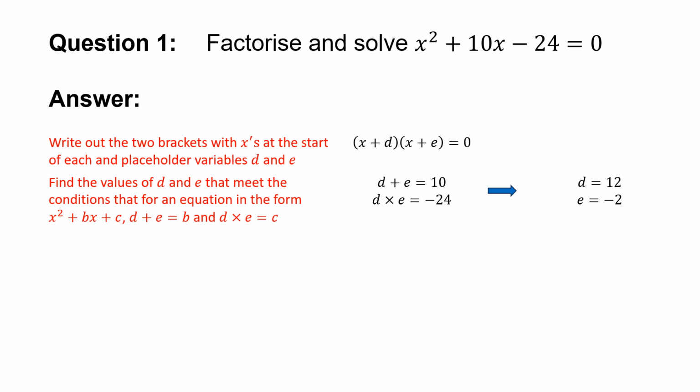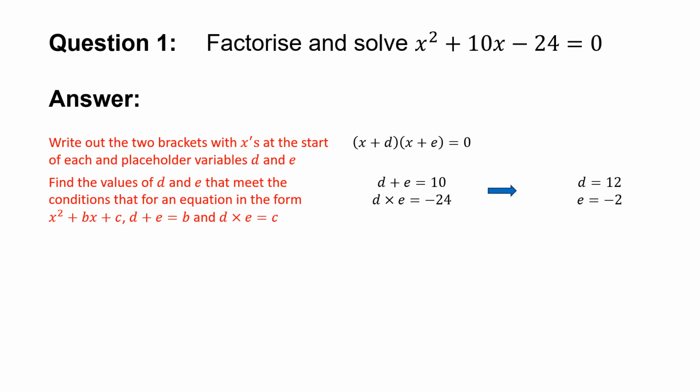So we have d plus e is going to be equal to the b term, which is equal to 10 in this case. And we have d times e is going to be equal to the c term, which is minus 24 in this particular case. So just by the process of elimination and trial and error, we should get that our d term is equal to 12 and our e term is equal to minus 2.